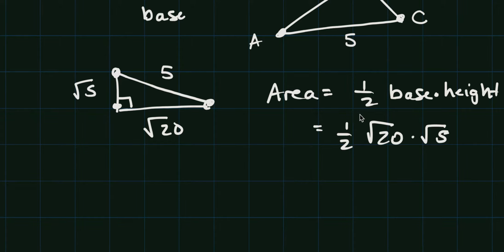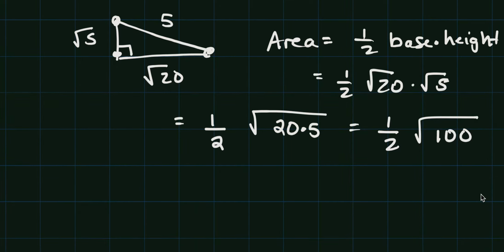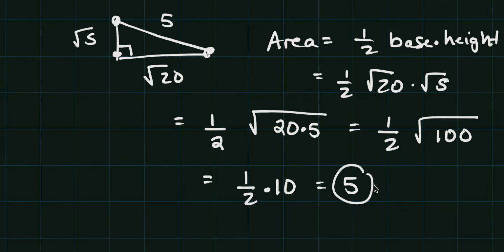All right, now you could leave it like this. You could also say that this is 1/2, and when we have square roots, we can put them under the same square root. So that's 20 times 5, which is 1/2 square root of 100. And 100, can you take the square root of 100? You get 10. So then you get 1/2 times 10, which is 5. That is the area of the triangle.